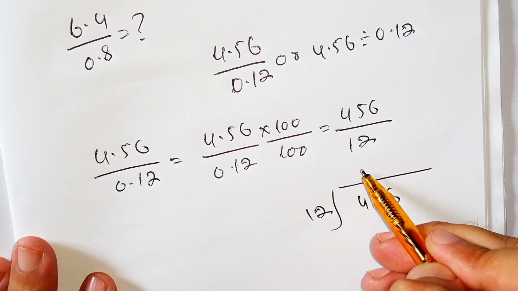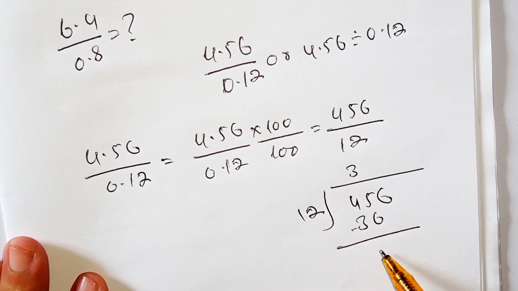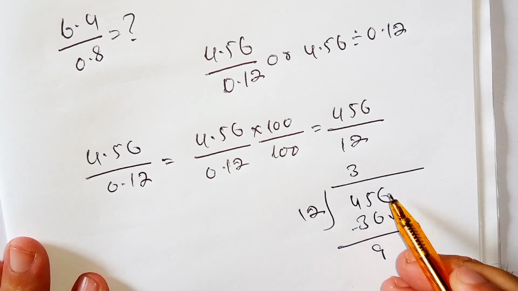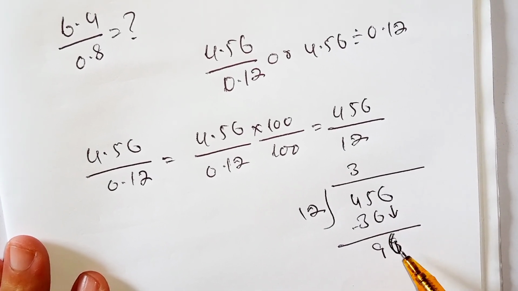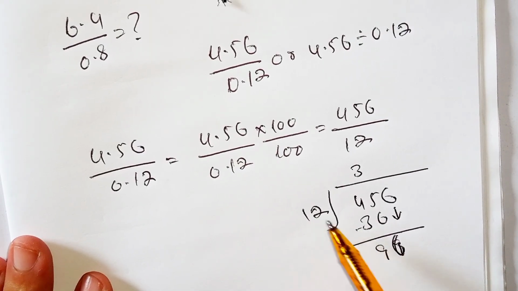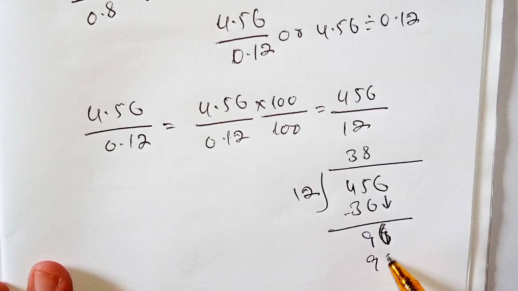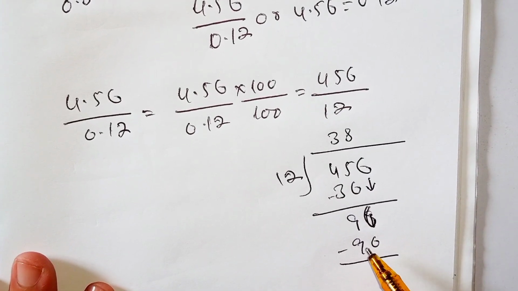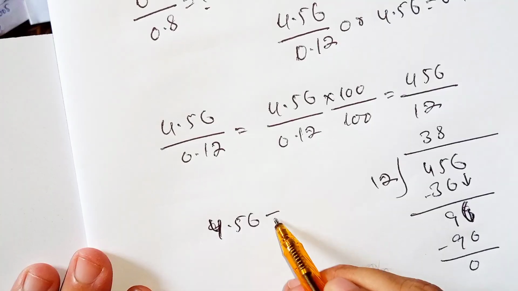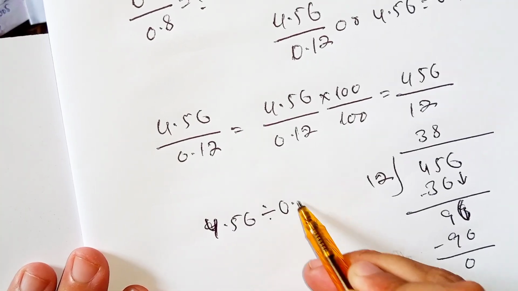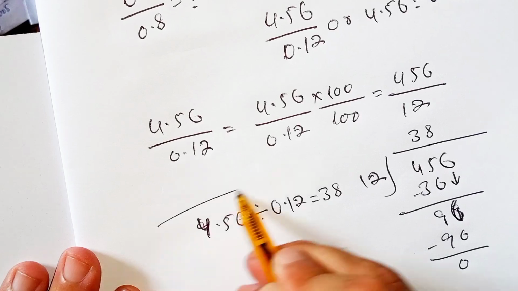12 times 3 is 36. Subtract 36 from 45. The answer is 9. Bring down the 6 near 9, right, which makes it 96. Now how many times does 12 go into 96? So 8 times 12 is 96. Right, subtract the 96 from the 96, the remainder is 0. We can say that 4.56 divided by 0.12 is equal to 38.